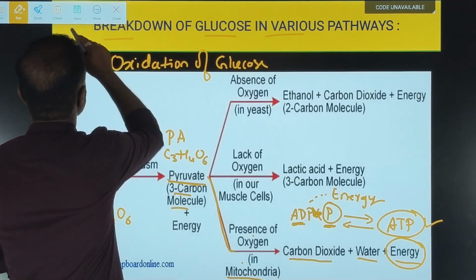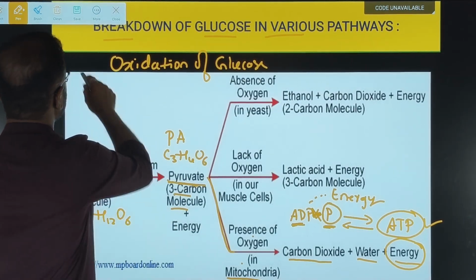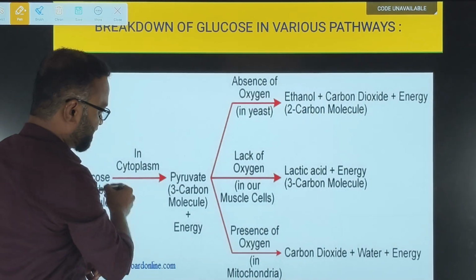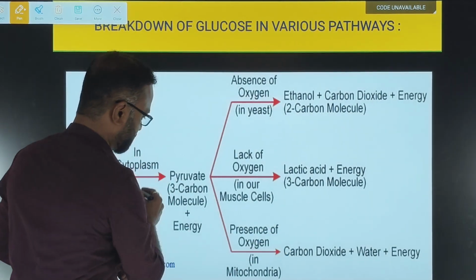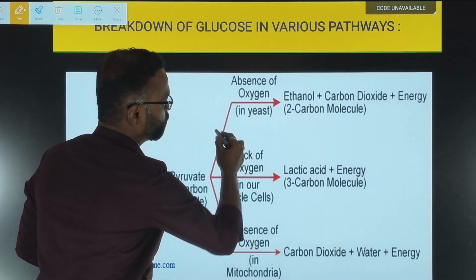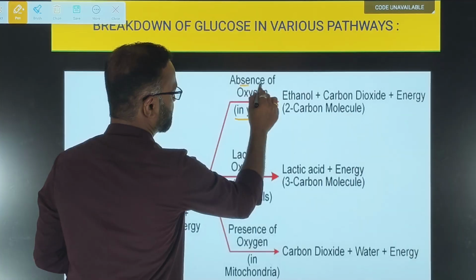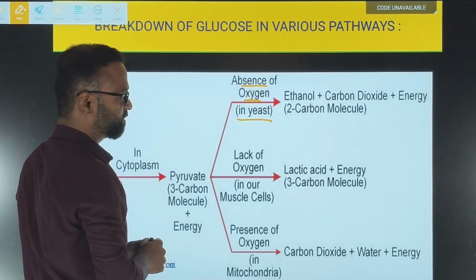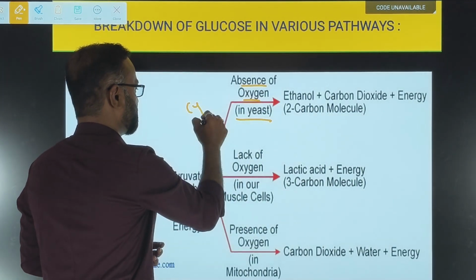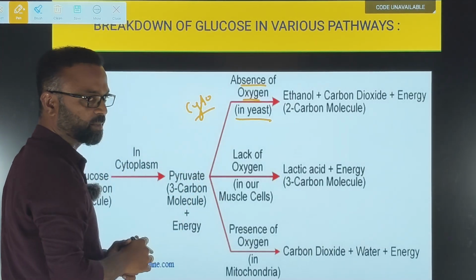Now next one. This is the example for the aerobic, and anaerobic. So two examples are there. One is taking place inside the yeast cell in the absence of oxygen. Where does it take place? Inside the cytoplasm. Remember that.